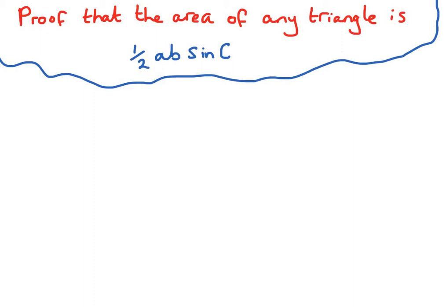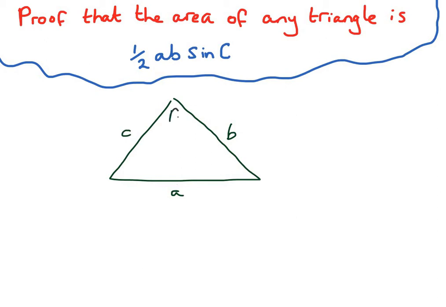So let me draw a picture to show you what I mean. So let's take any old triangle. This can be A, this can be B, this can be C, and then we have the angles. So usually across from side A we have angle capital A, across from side B we have angle capital B, and across from side C we have angle capital C. Okay, so this would be our triangle. Then the area would be this side times a half times sine of this angle here. Okay, so what we're going to do today is prove this formula.